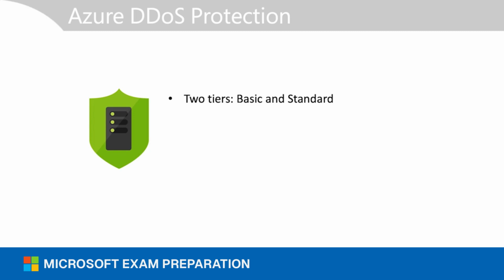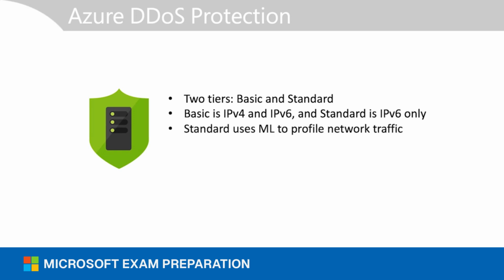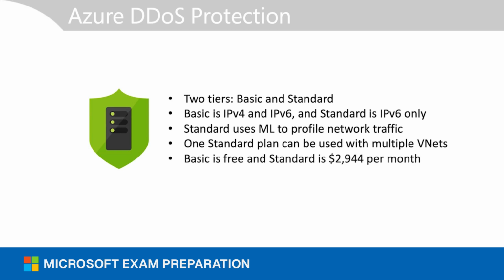Standard, on the other hand, is a paid offering, and while basic applies to both IPv4 and IPv6 traffic, standard applies only to IPv6 traffic. The standard tier uses machine learning to profile network traffic and determine the level of the threat. And you can use a single standard plan to protect multiple virtual networks. And that's important because while basic DDoS protection is free, a standard plan will cost you $2,944 per month. As you might imagine, the standard plan is really targeted at enterprise customers who need that level of protection for their apps.